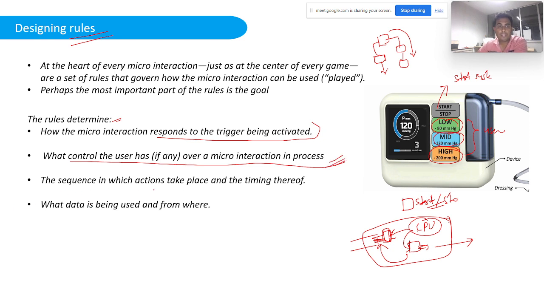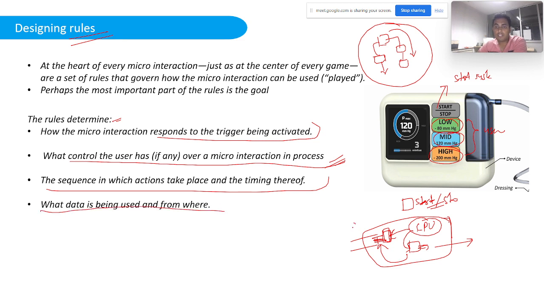Next is the sequence in which the actions take place and the timing thereof. As I told you, the entire interaction, how various triggers will be made, what feedback will be provided, how the system will run, what it will be showing to the user, what the modes will be, what the various looping conditions will be, all those will be defined by rules. You also consider what data needs to be considered.